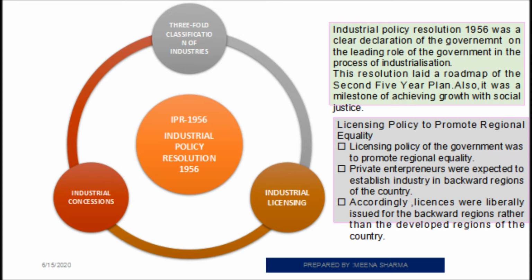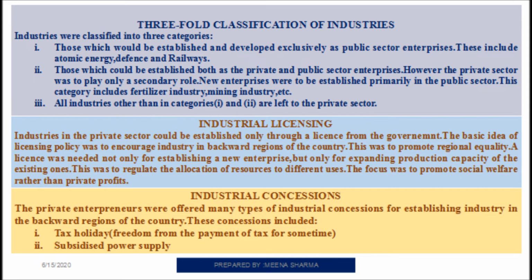Threefold classification of industries. Industries were classified into three categories. Number one, those industries would be established and developed exclusively as public sector enterprises. These include atomic energy, defense, and railways. Secondly, those which could be established both as the private and public sector enterprises. However, the private sector was to play only a secondary role.